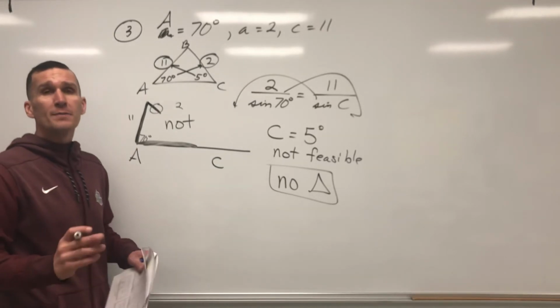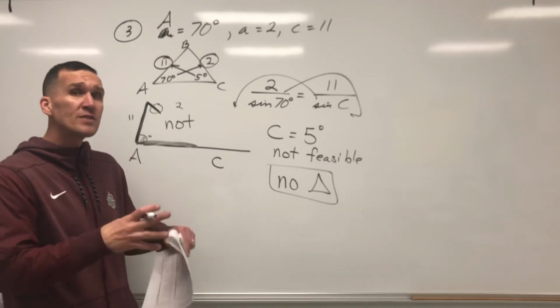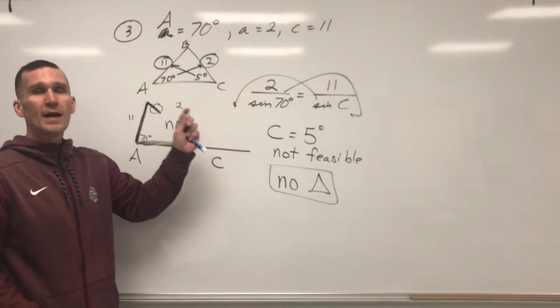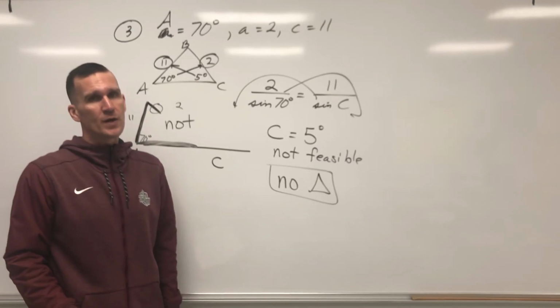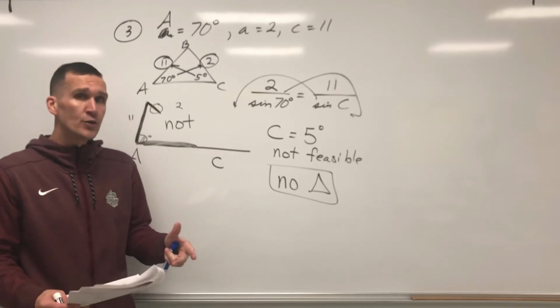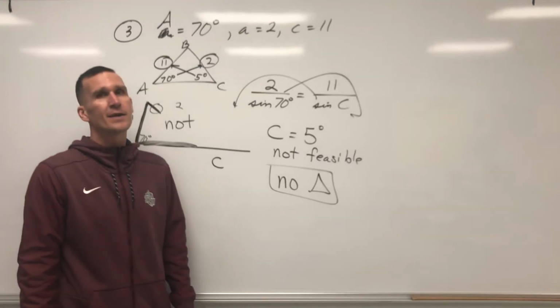So if you really think about the measurements and the proportions of them, whenever you get no triangle, you should be able to go back and realize why there really wasn't a triangle if you took out a ruler and a protractor and tried to construct the triangle. It's just not going to happen.